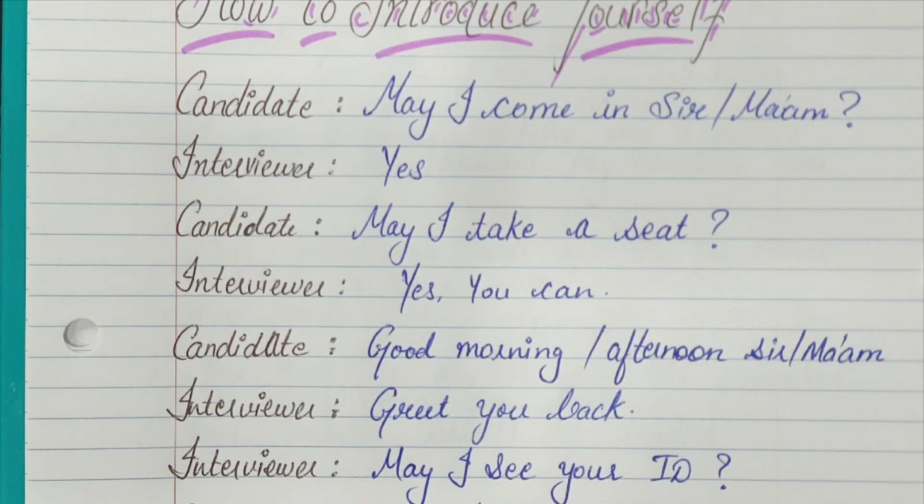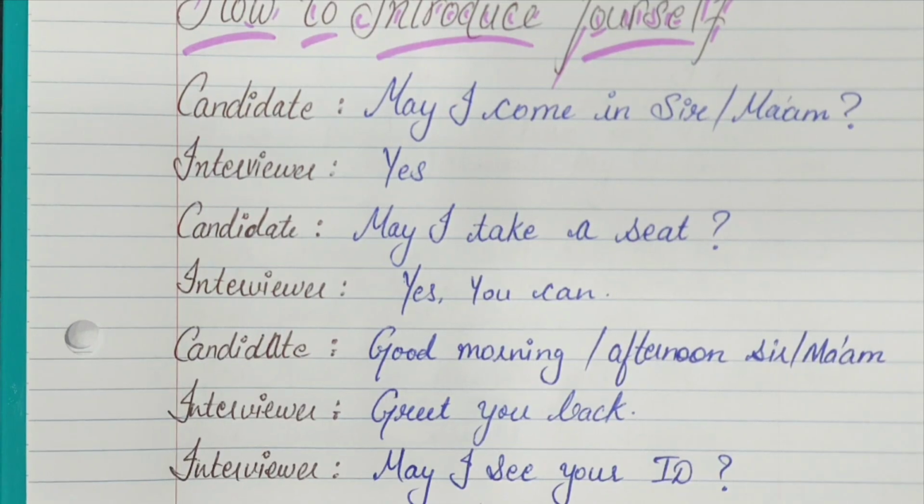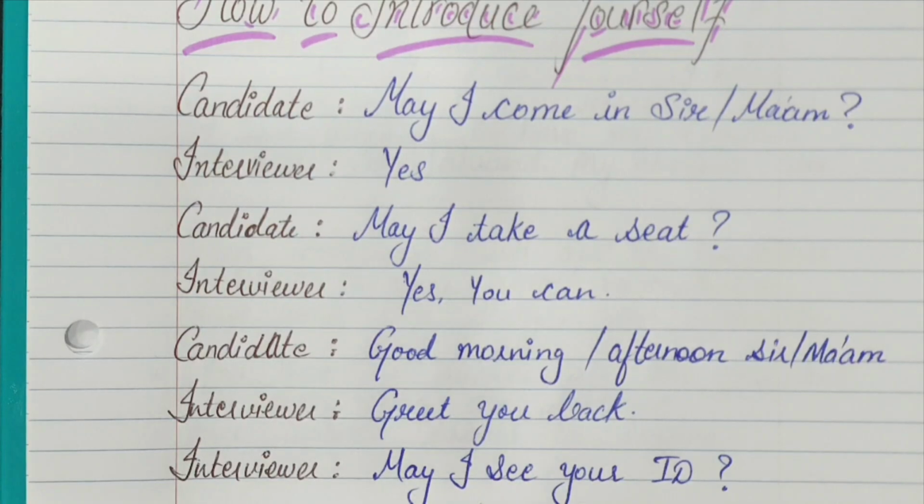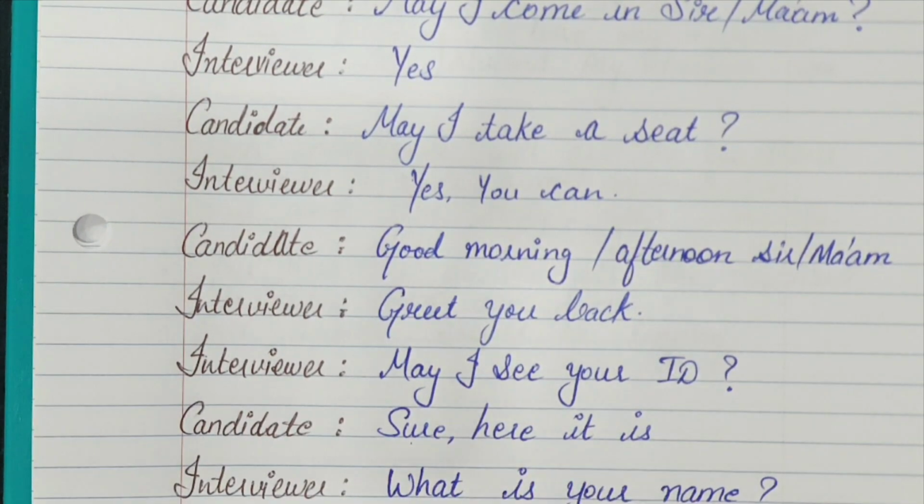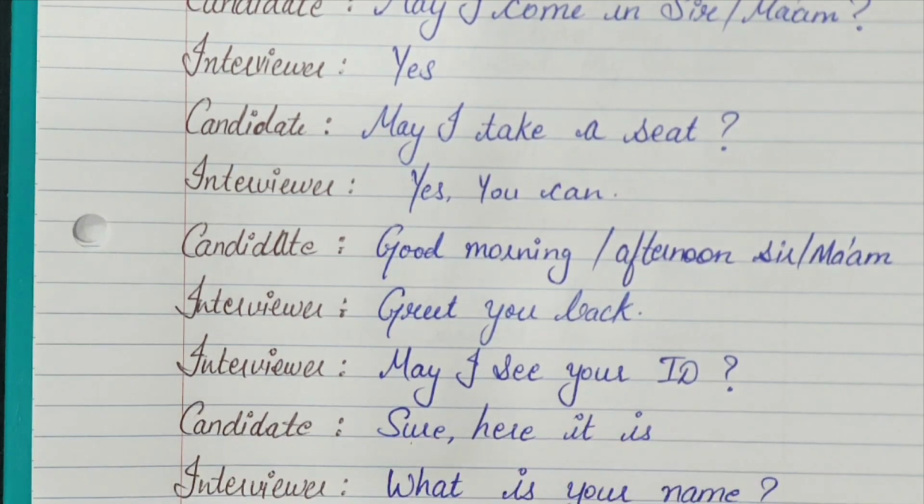Then the interviewer will ask for your ID, for your identification. At that time you should show him or her your passport. And when you give him your passport, you should say, sure, here it is. You should not say yes. You have to say, sure, here it is.